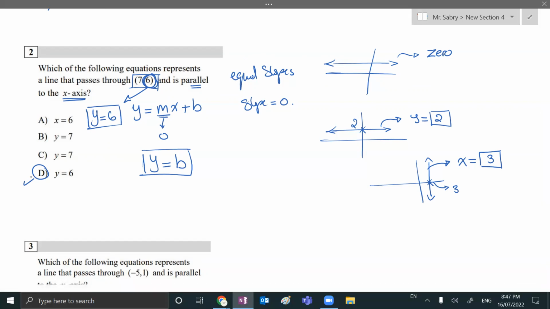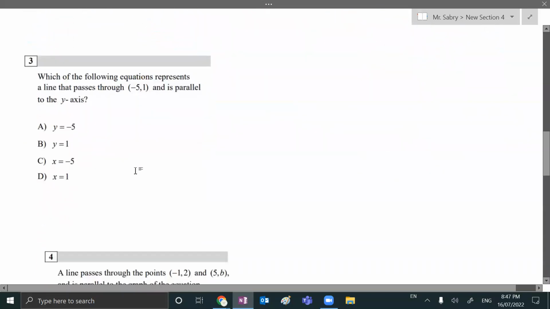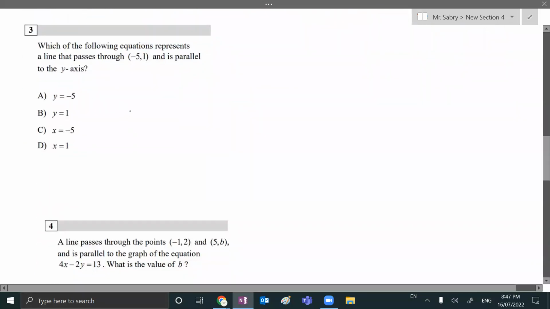All right, moving on. Number 3. We have a line that's now parallel to the y-axis, which is the other case that we were just discussing. It passes through the point (-5, 1), which means it goes here at x = -5, and this is the line. So the equation of it must be x equals the number, which is -5. The answer here is C.